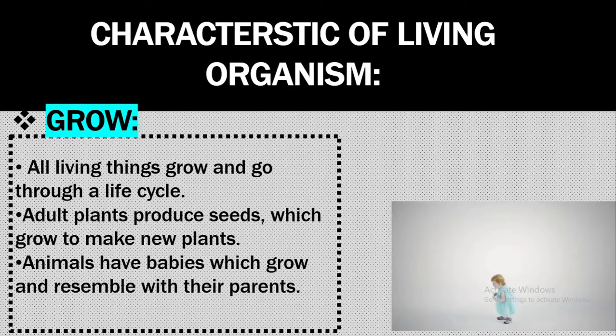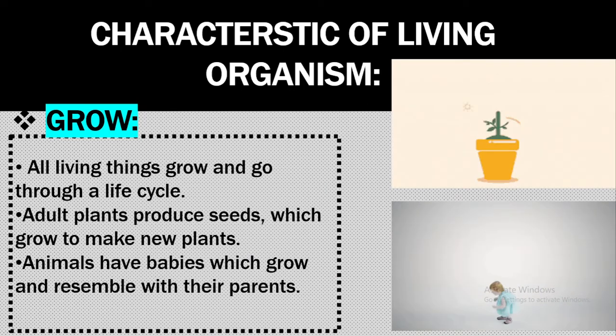And of course, growth. How do we grow, how do plants grow, how do animals grow? It is a very important characteristic of living organisms. All living things grow and go through a life cycle. Adult plants produce seeds which grow to make new plants. You can see on your screen how the babies grow to become adults and how a baby plant grows and makes a tree or a big plant.